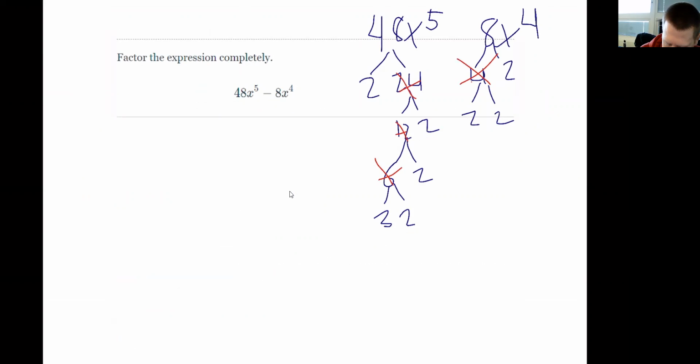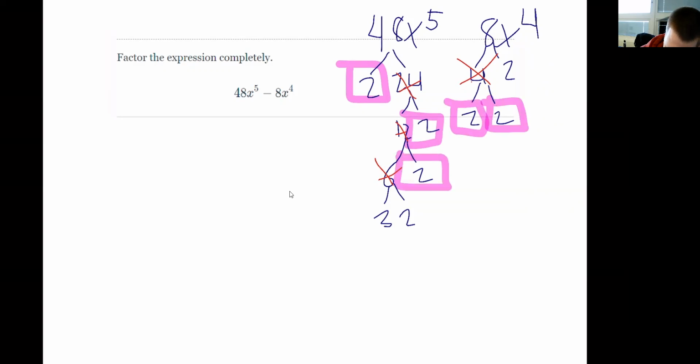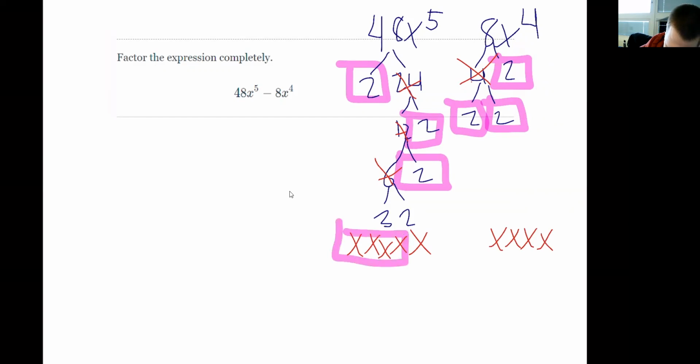So we want to see what they have in common. We have a 2 in common, we have another 2 in common, and we have a third 2 in common. Both of these trees have 3 2s in them, right? That's what they have in common. Then if we look at our variables, remember x to the 5th is 5 x's. X to the 4th is 4 x's. So really what they have in common is 4 x's.